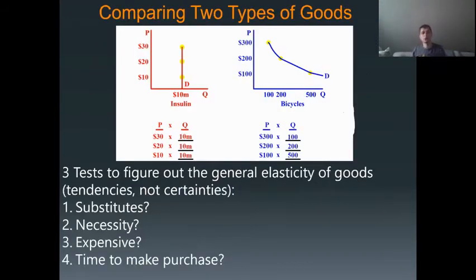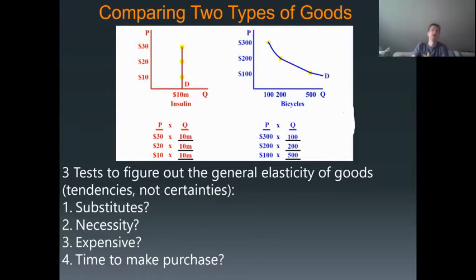If you want to test the general elasticity of a downward sloping curve, in terms of whether it tends to be more elastic or more inelastic, you can use these four tests. The first test is, are there many substitutes? If there are many substitutes, the demand curve is more likely to be elastic. You can substitute more things in for it.